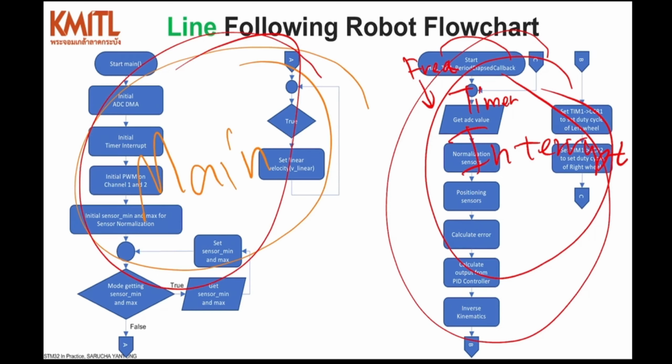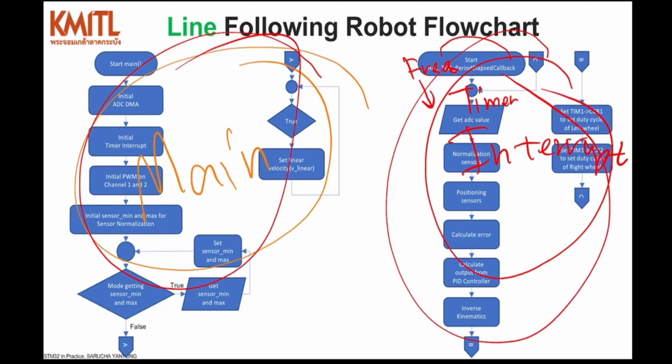So what do we need to do in the main program? The tasks in the main program are general tasks, like initialization, getting the speed, getting the sensor values, and we can do some data communication, like UART transmission.